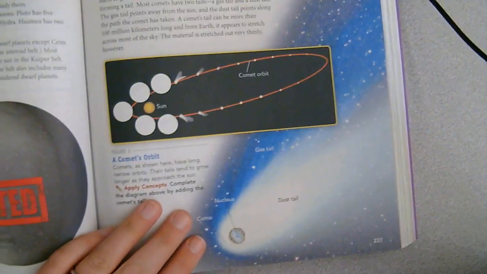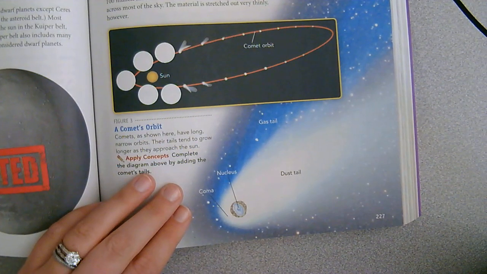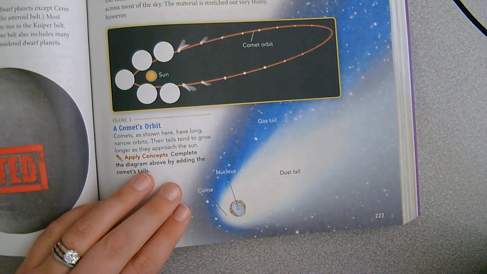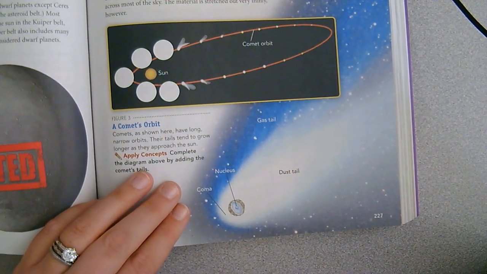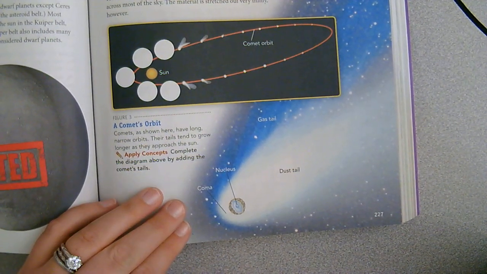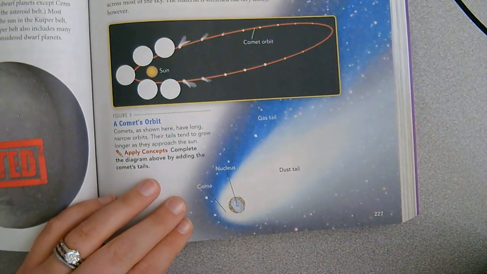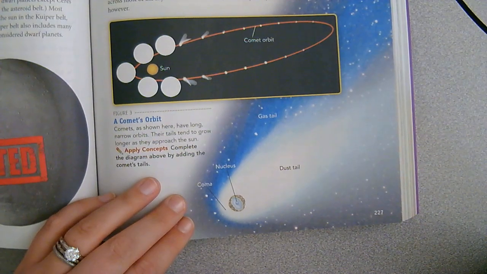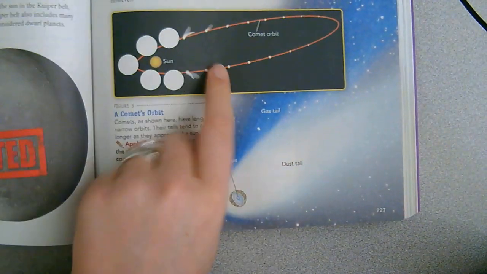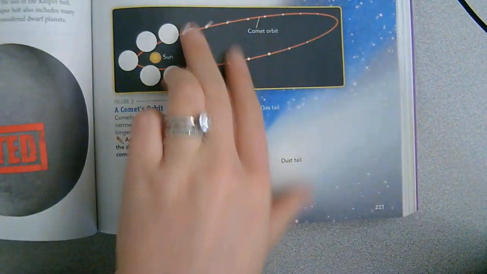And then down here, a comet's orbit. Comets, as shown here, have long, narrow orbits. Their tails tend to grow longer as they approach the sun. All right, so complete the diagram above by adding the comet's tails. So up here, add their tails as they go around their orbit.